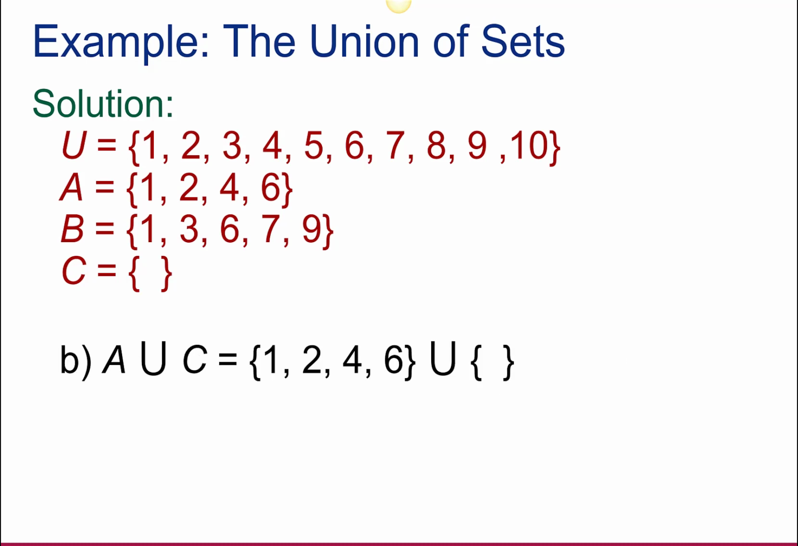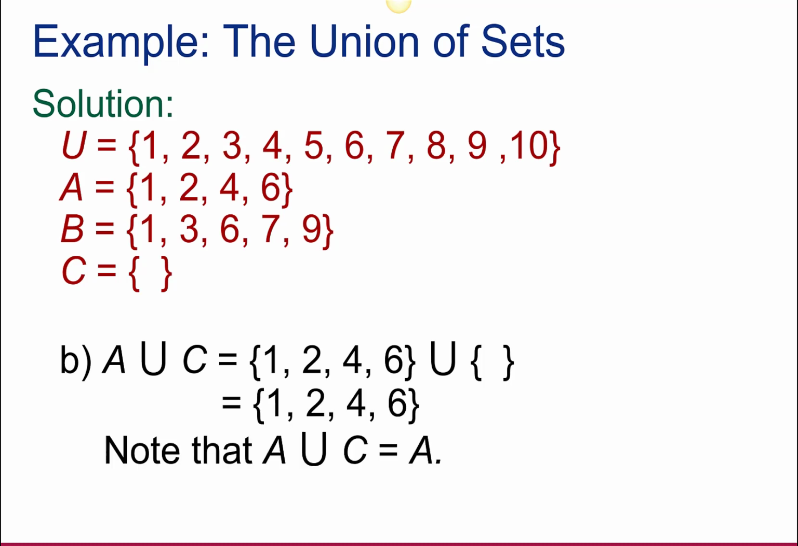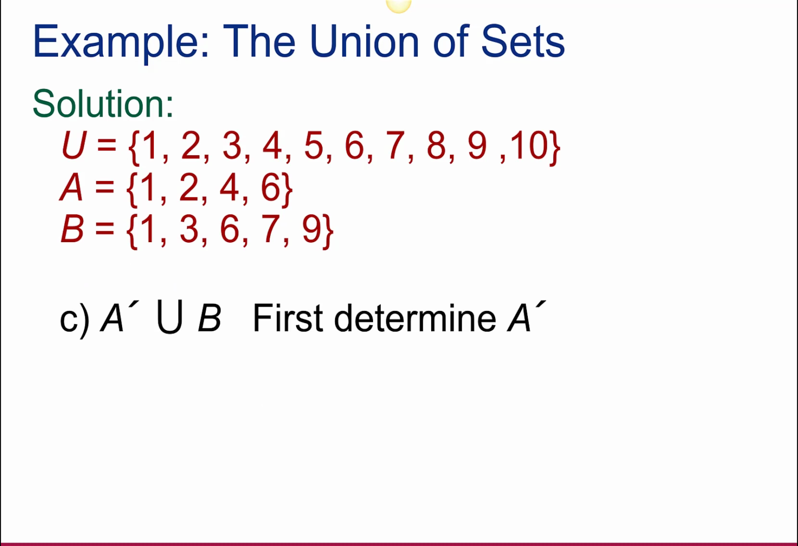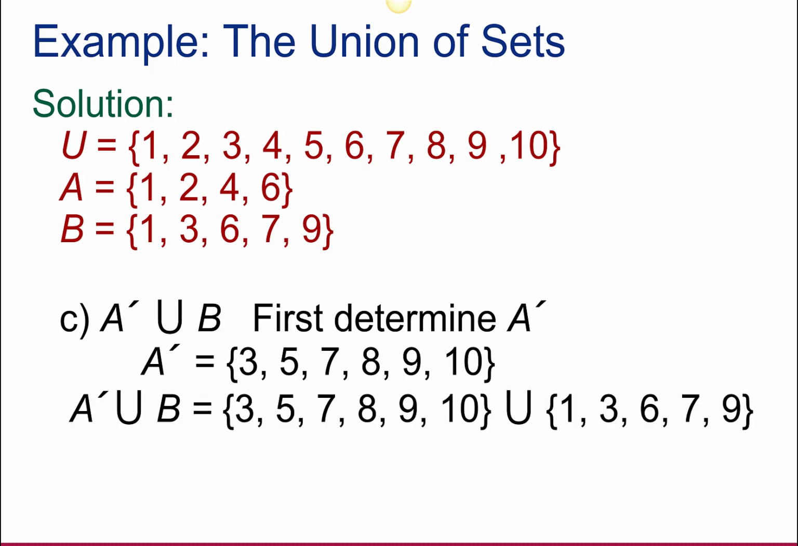And then we want to take the union of A and C. If you remember in the last example, when we took the intersection of A with a null set, we got the null set. Now when we take the union, we're actually going to get the set A back again. And then we want to take A prime union with B. So first we need to figure the complement of A, which is shown here, and then take the union of that with B. And that's going to be the set containing everything except the elements 2 and 4.